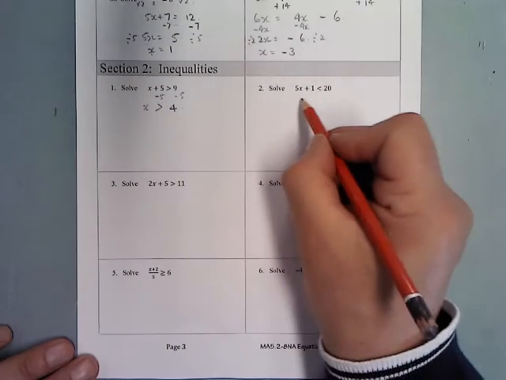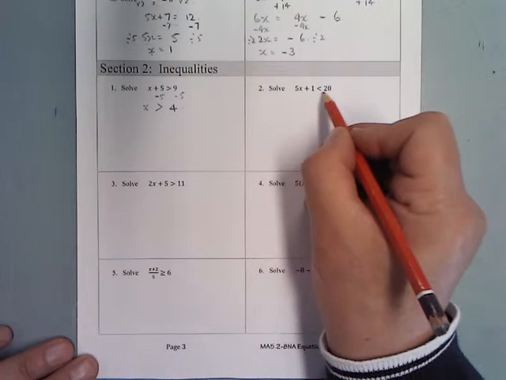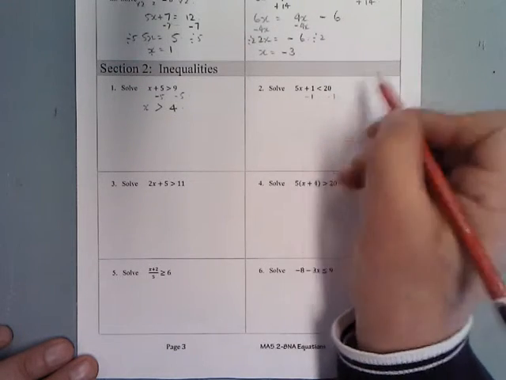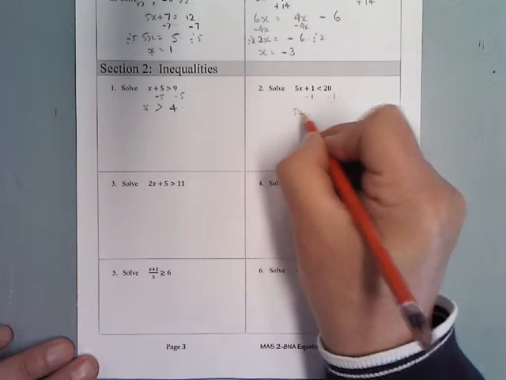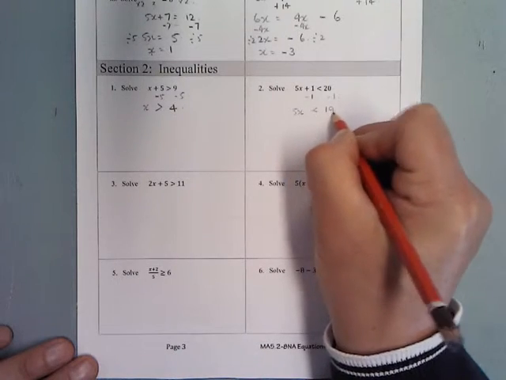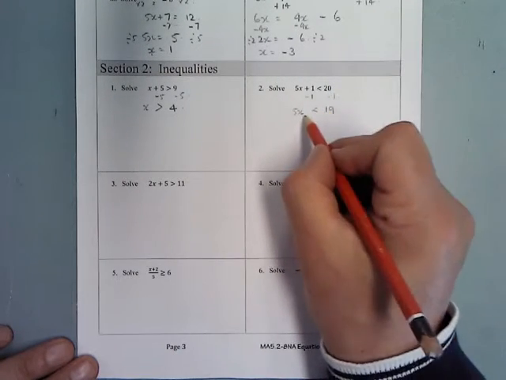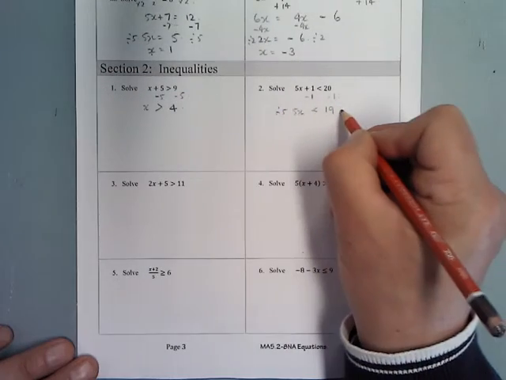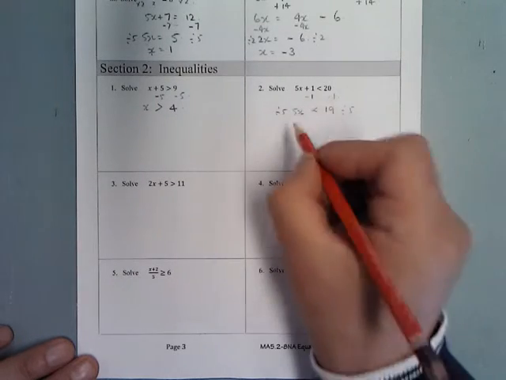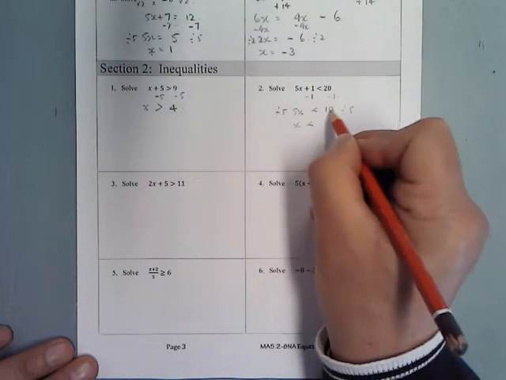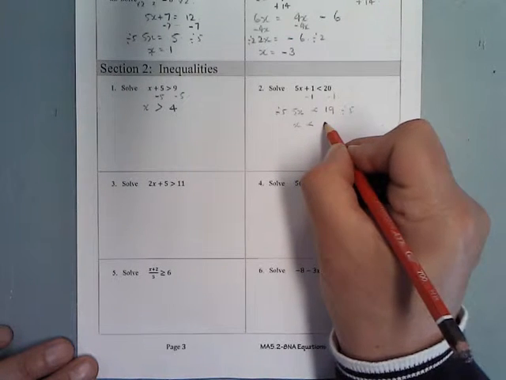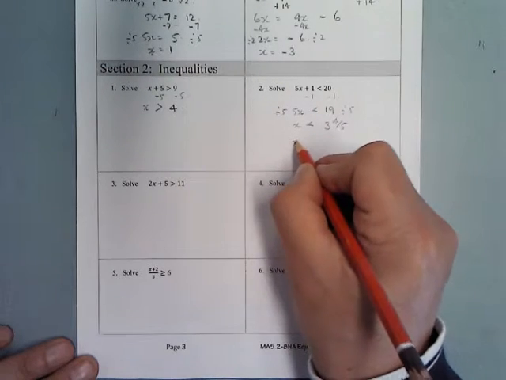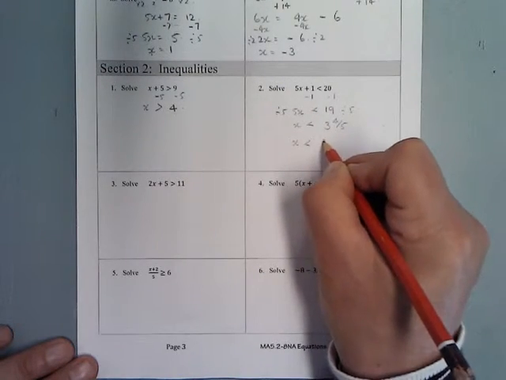Question 2. 5x plus 1 is less than 20. Let's get rid of that 1, so I'll subtract 1 from there, subtract 1 from this side. So 5x is less than 19. Let's get x on its own, so let's divide that by 5 and divide that by 5. So I'm left with x is less than 19 divided by 5, which is 3 and 4 fifths. If you use your calculator, you get x is less than 3.8.